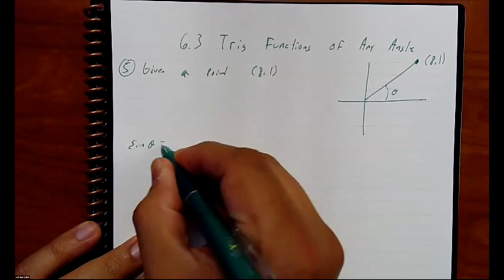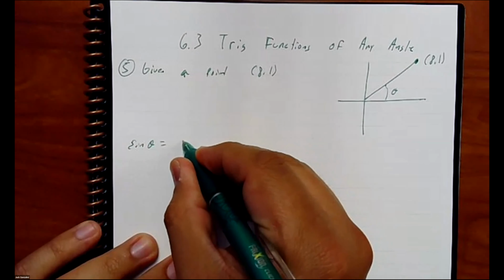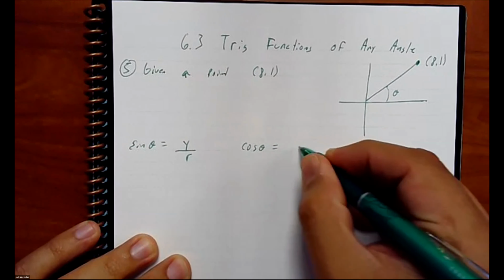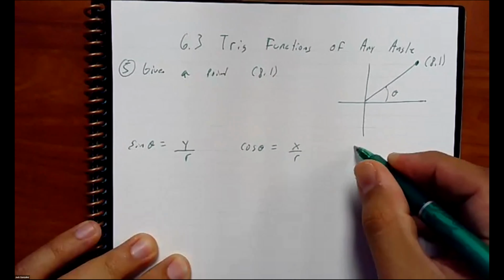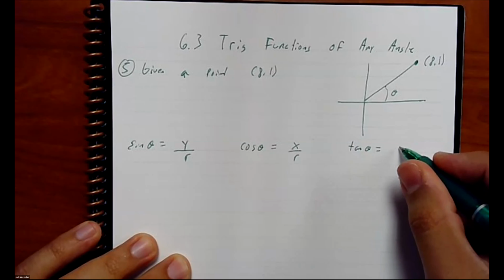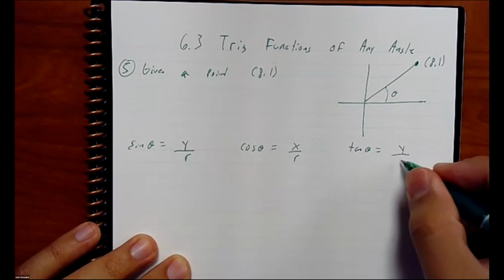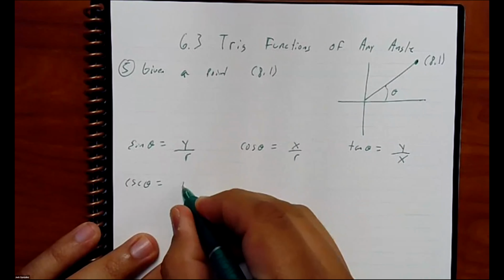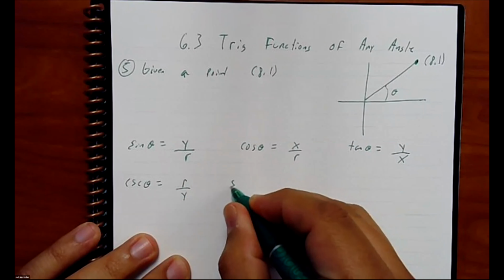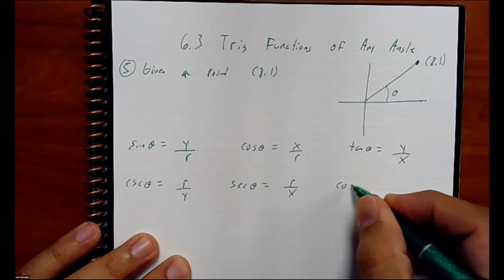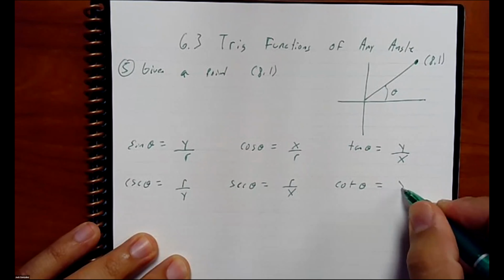sine theta is equal to y over r. Cosine is x over r. Tan theta, excuse me, y over x. Cosecant, r over y. Secant, r over x. Cotangent, x over y.